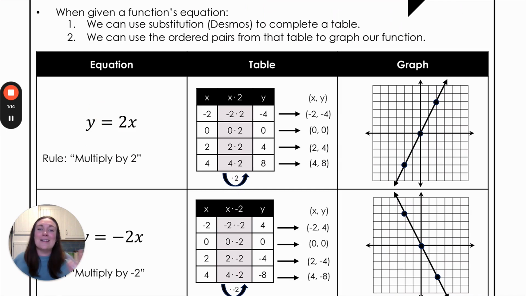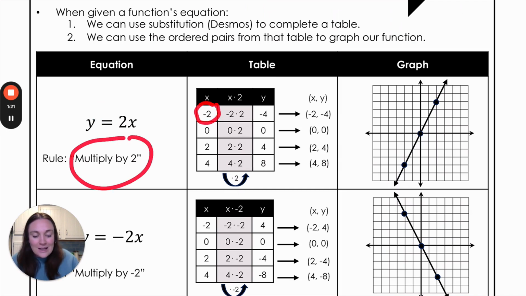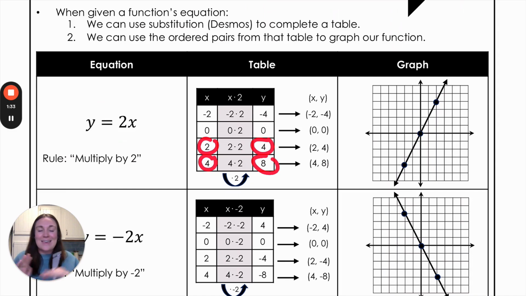So we can do that and put this in an input-output table. If I start with the number -2 and I follow that rule, -2 times 2 is going to give me -4. If I plug in 0, 0 times 2 is going to give me 0, 2 times 2 is going to give me 4, 4 times 2 is going to give me 8. So you can see it doesn't matter what number I plug in, I'm following that same rule based on the equation, and this is what makes something a function.